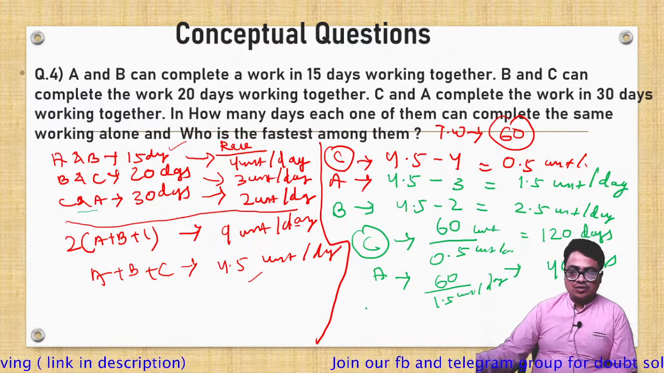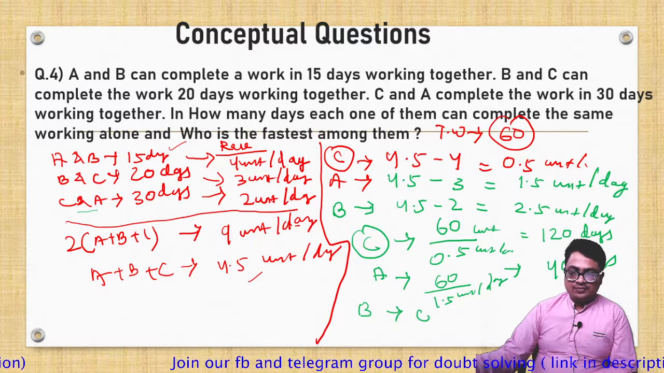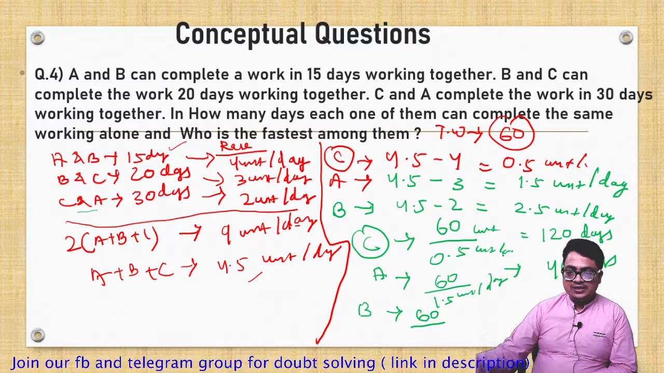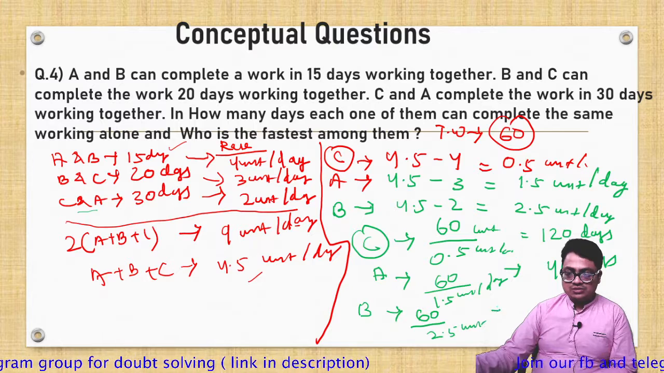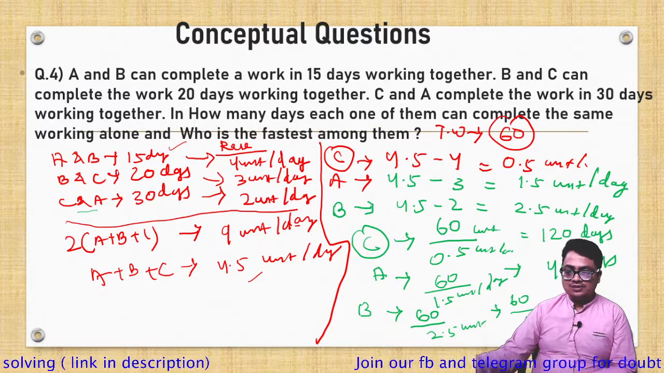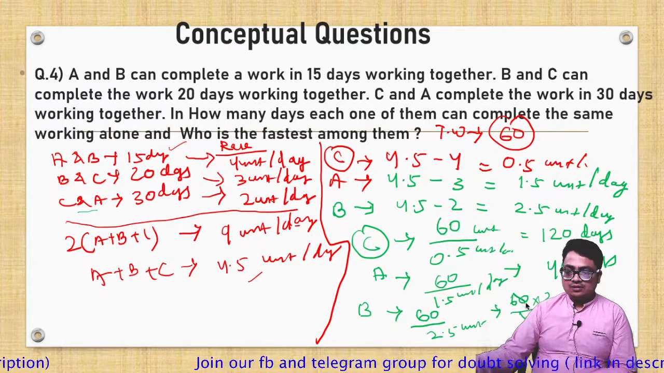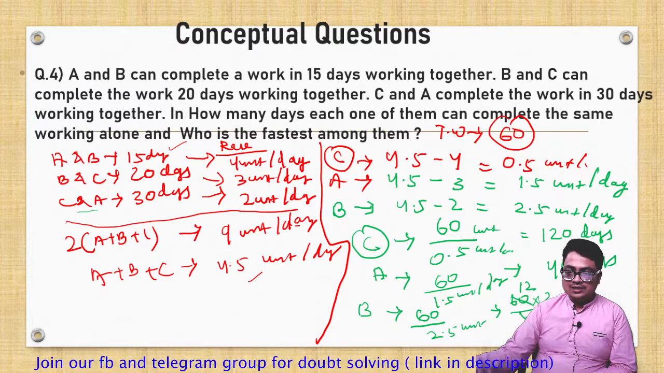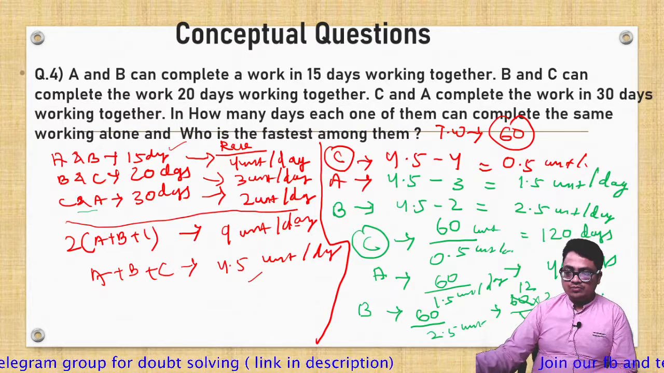Now the last one, B. The number of days B will be taking is nothing but 60 divided by B's rate, which is 2.5 units per day. So 60 divided by 5 by 2, you can multiply by the reciprocal. So 5 twelves are 60, and 12 into 2 is 24 days.